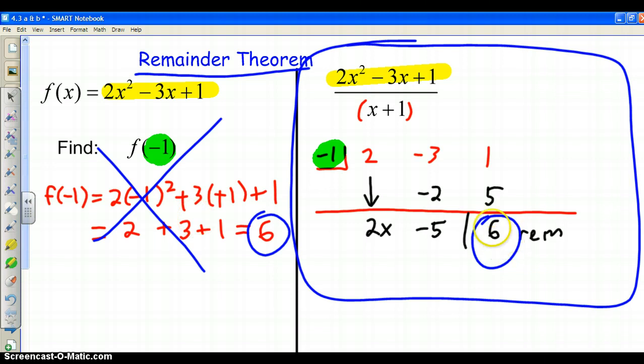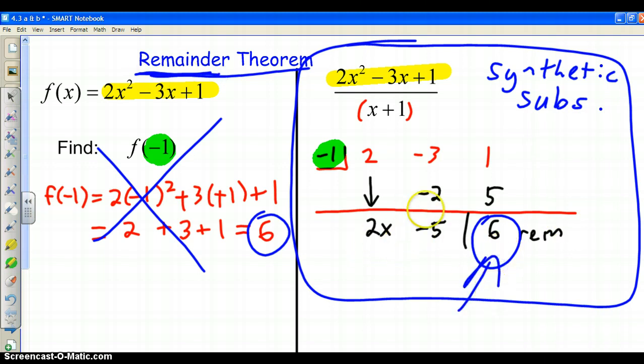But this is the method I want, and there are two things you might see. Use the remainder theorem, or you might see the words use synthetic substitution, which is code word for use the remainder theorem. That is your answer. Don't circle that as your answer if this is the question. Use the remainder theorem to find out what f of negative 1 is. You're going to use synthetic division and circle your remainder as your solution.